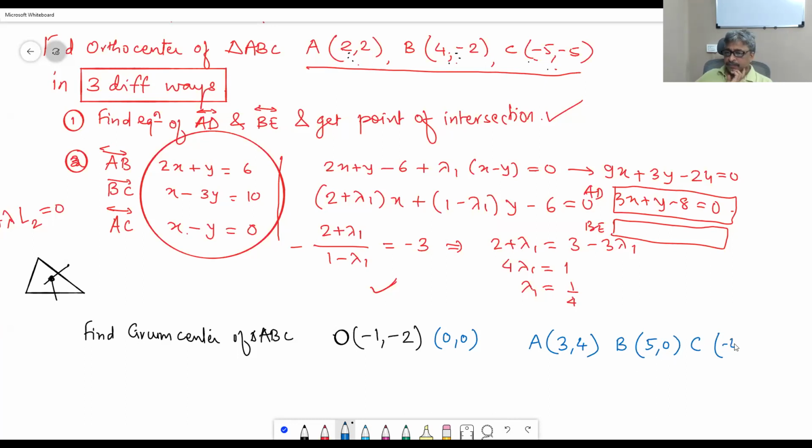-4 comma -3. Now, is the circumcenter at origin? Yes. Therefore, after shifting the origin, the orthocenter is 5 plus 3, 8 minus 4, comma 4 plus 0 minus 3 is 1. This is after shifting the origin. Therefore, the orthocenter before shifting the origin should have been -3, -1, which is the same as what you have found out here.